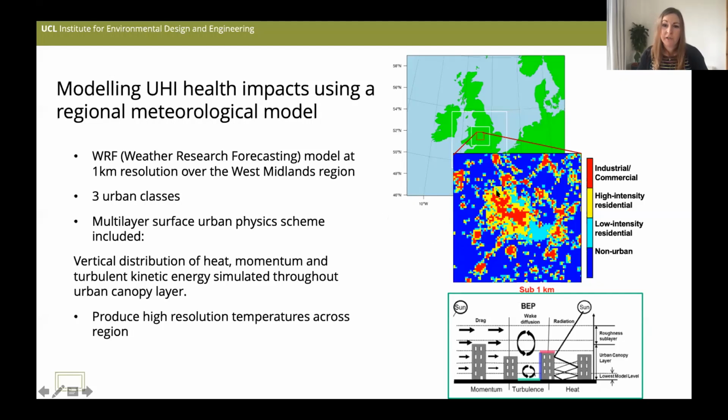And then even within the urban categorization, we have a surface urban physics scheme where we are able to look at the vertical distribution of things like heat and so on, and we can parameterize individual effects of buildings and so on. The idea is to produce high resolution temperatures across our region. In addition, we can also manipulate some of the building parameters within our building model to look at the potential effects of interventions in urban areas.